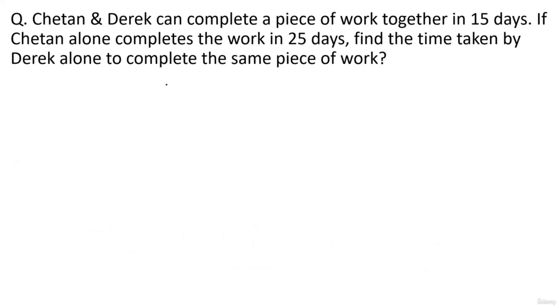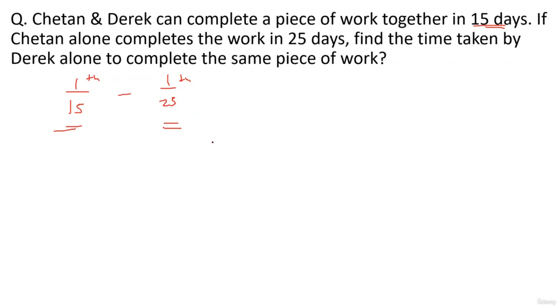Why? देखो दोनों साथ में कितना दिन काम करते हैं? 15 days. So every day they will complete 1 by 15th of the work, right? Every day. Okay. And Chetan alone completes the work in 25 days. So Chetan alone will complete 1 by 25th of the work daily, right? Okay. Total work 1 by 15th हो रहा है daily. Chetan alone does 1 by 25th. So what is the work that Derek alone does? This minus this, right? Okay.